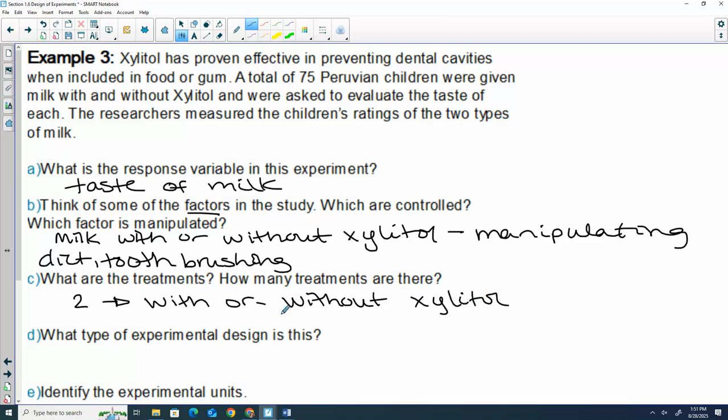What type of experimental design is this? Now, what's happening here? Those kids got both milk with and without. What that's saying is, one child got 2 cups of milk, and then they're comparing the flavors of those 2 cups. So those are connected, right? That makes this a matched pairs situation because I am going to compare how you rated both cups of milk.